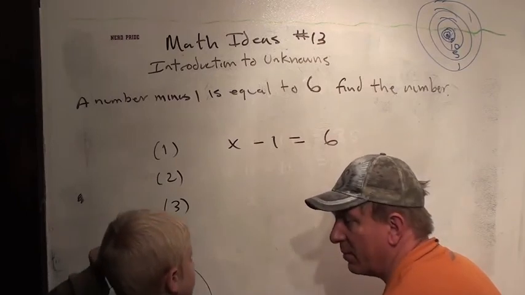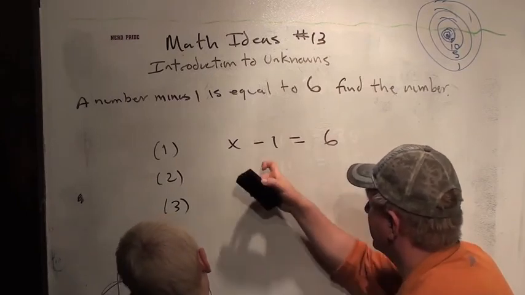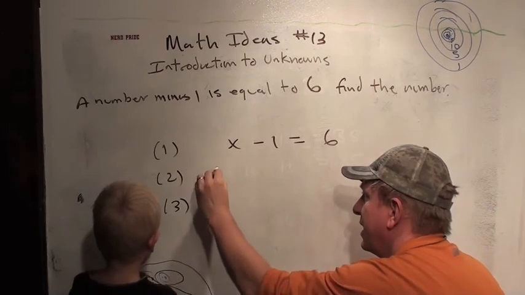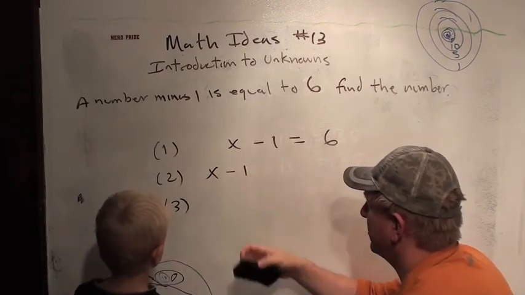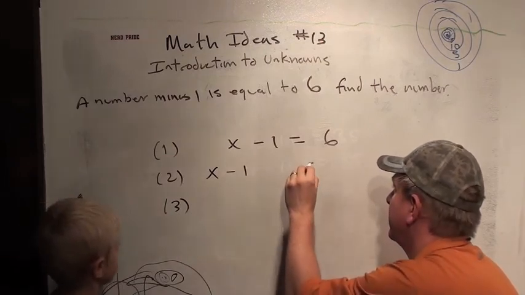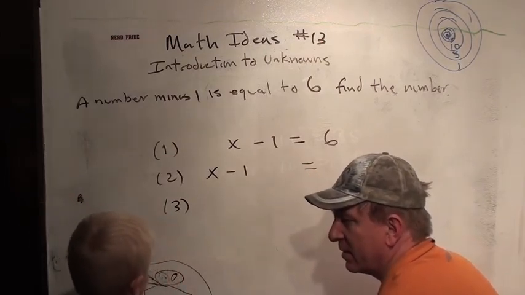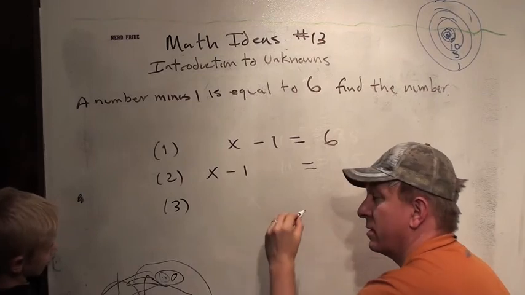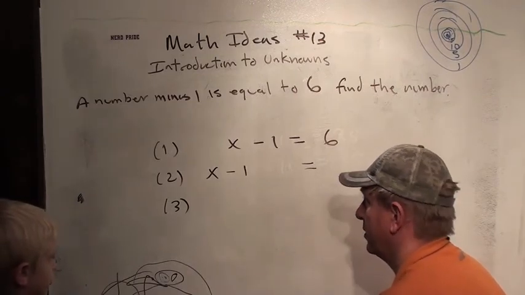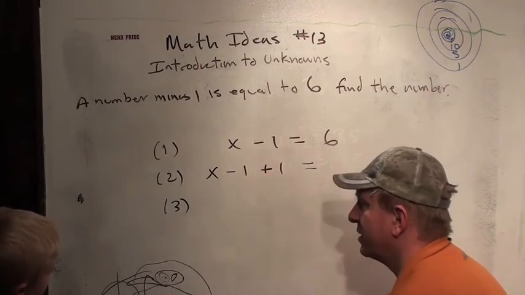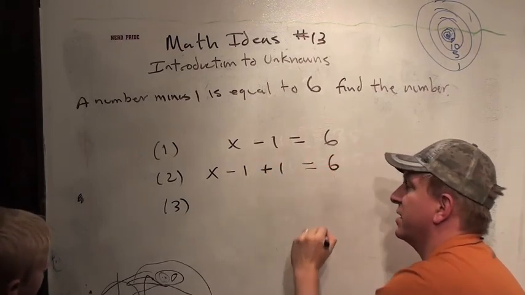Now, before when we had x pluses, we always subtracted a number. But when we have x minuses, what do you think we have to do to get rid of this minus 1? What do you add to it? Plus 1. So x minus 1 plus 1 equals 6.